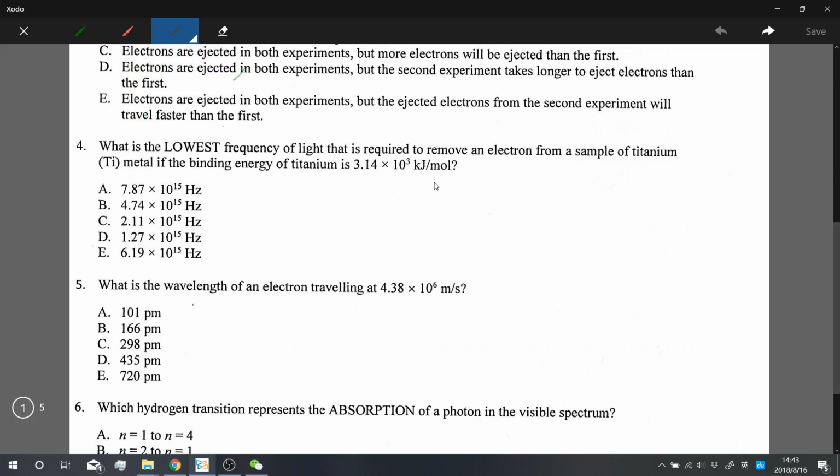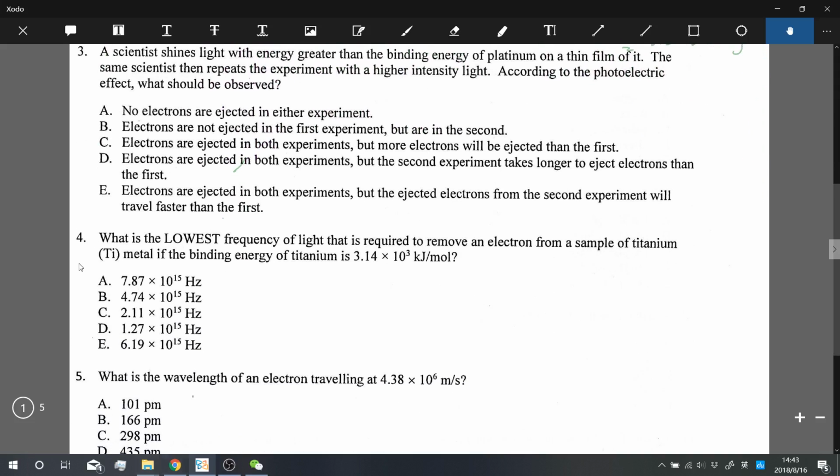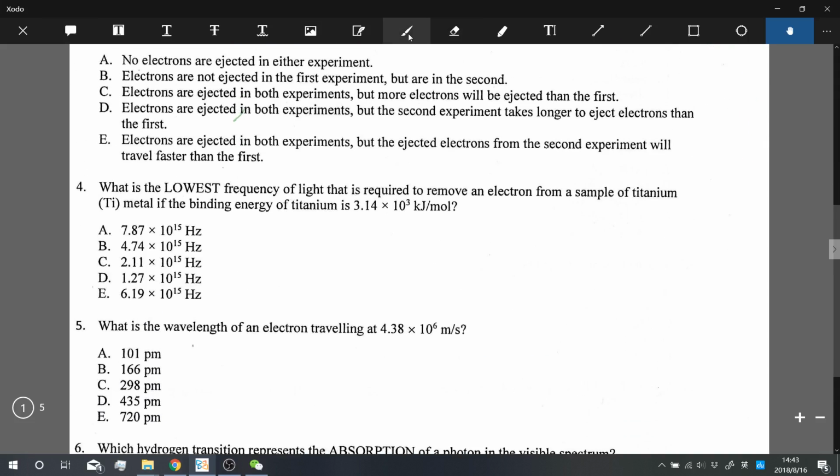Okay. So as you can see from the question, let's go through the question first. This is the exam paper of exam one in 2015, the fall semester, and we're on question number four. What is the lowest frequency of light that is required to move an electron from a sample of titanium metal if the binding energy of titanium is 3.14 times 10 to the power of 3 kilojoules per mole?